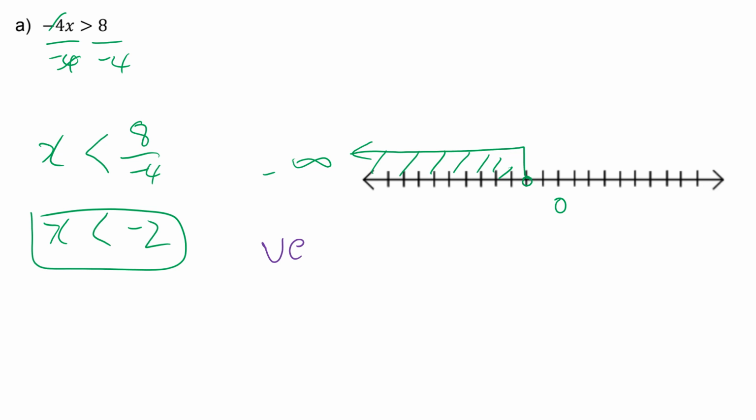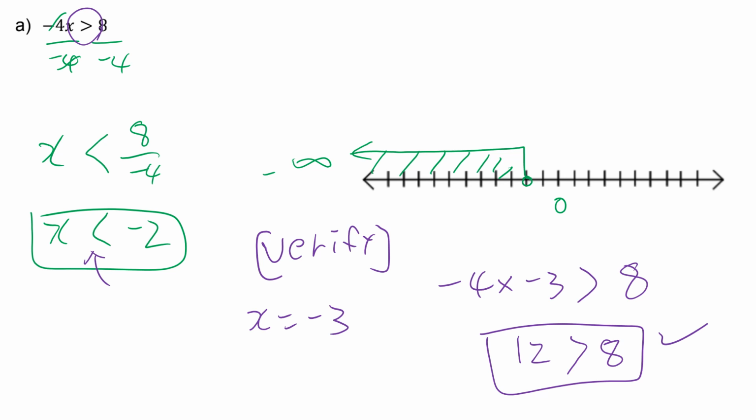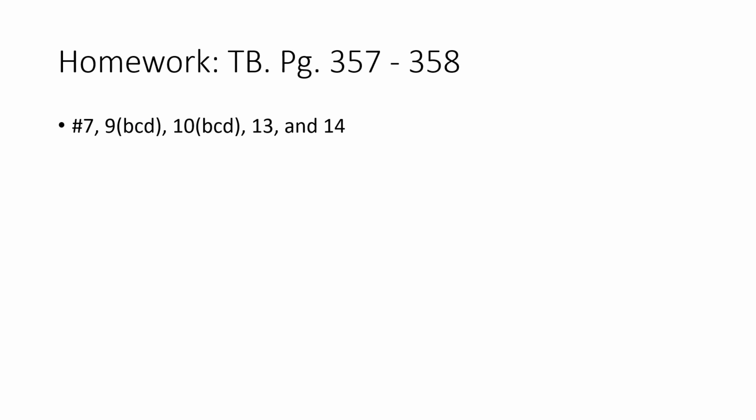How can I verify? Pick any number that satisfies this condition. What about x equal to negative 3? Because it's smaller than negative 2 after all. Then negative 4 times negative 3, the original expression is saying that should be bigger than 8. Negative 4 times negative 3 is positive 12. Is this condition valid? Yes, it is. That's how you solve it. So, ladies and gentlemen, that was today's lesson.